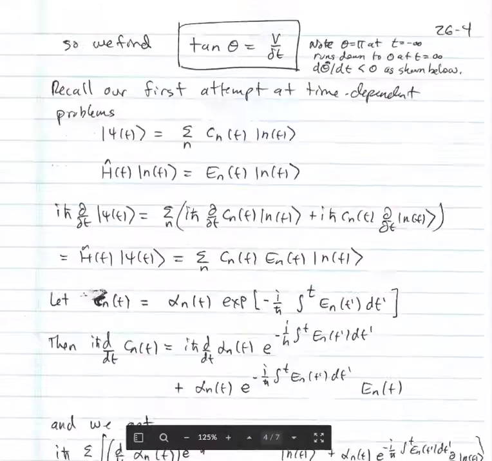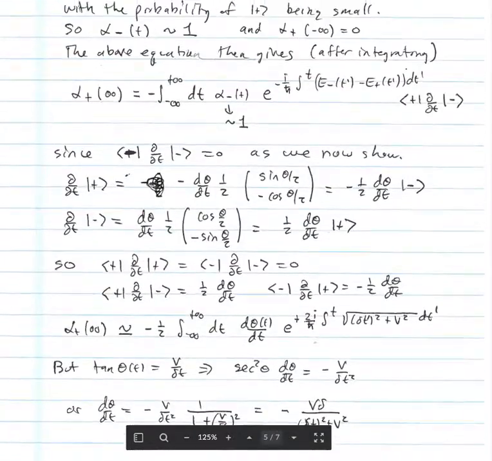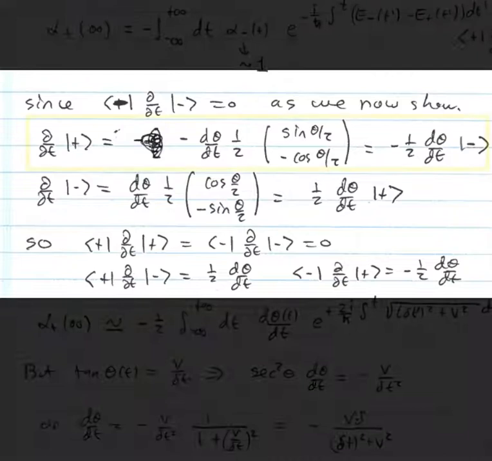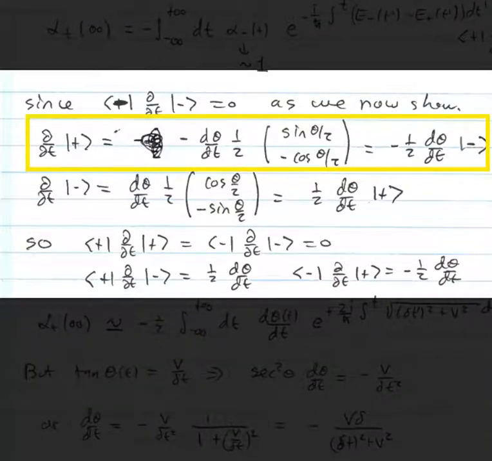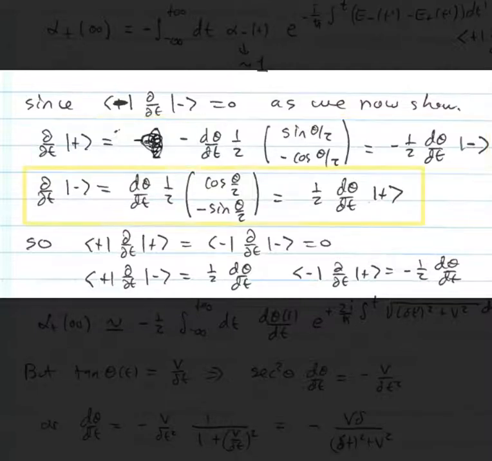Okay. So now we come back down. We're going to calculate this derivative of the plus state. The plus state is cosine theta over 2, sine theta over 2. I'm going to pull a minus sign out when I take the derivative, so I'll get minus d theta/dt times 1/2. Derivative of cosine is minus sine, but I pulled the minus sign out, so I get sine theta over 2. Derivative of sine is cosine, but I pulled a minus sign out, so I get minus cosine theta over 2. And that's just equal to minus 1/2 d theta/dt of the minus state. When I calculate the time derivative of the minus state, I'm going to have a derivative of sine theta over 2. That becomes cosine. I'm going to have a derivative of cosine theta over 2.